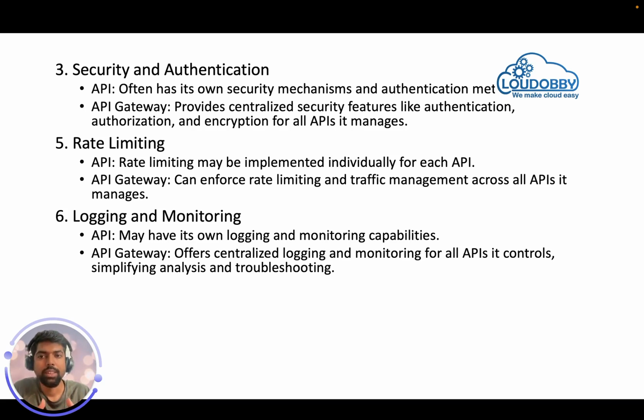Rate limiting. Rate limiting may be implemented individually for each API. What is rate limiting? If someone tries to hit your API for more than 10 times, 100 times, 1000 times, we want to stop the request. Basically, it is traffic. We want to stop the traffic. That is the rate limiting feature.